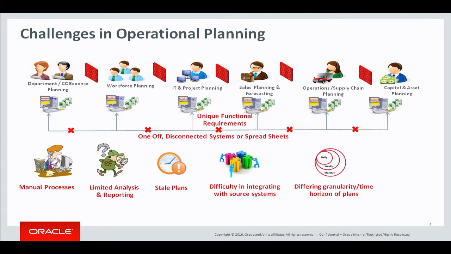Another complexity in operational planning is the granularity and time horizon of the plan, which varies. You may create a sales plan at weekly granularity, while the marketing plan may be monthly, and a capital expenditure plan quarterly. The granularity and dimensionality vary for different plans, so it is very difficult to integrate all of them and give top management visibility into how the strategy will be executed through the operational plans.